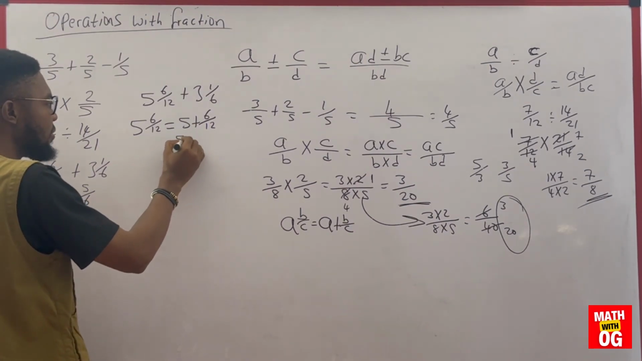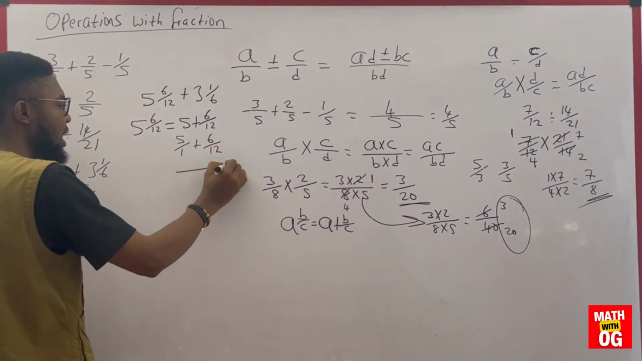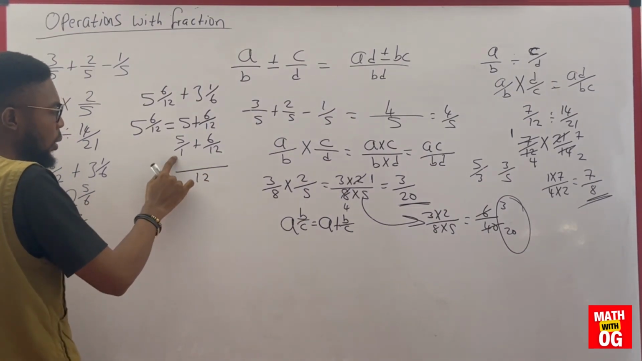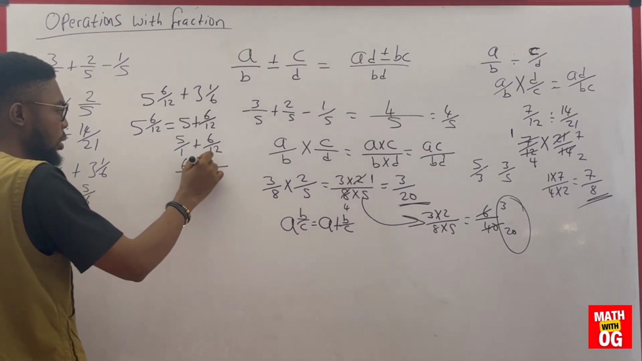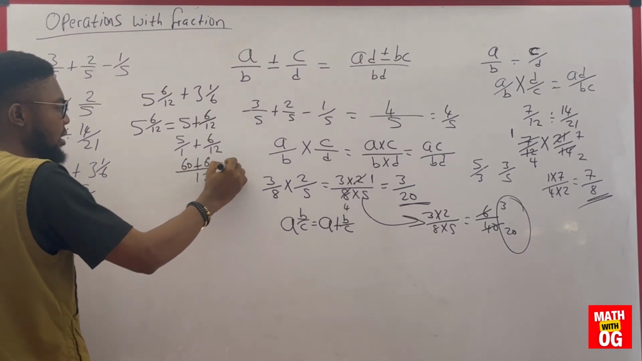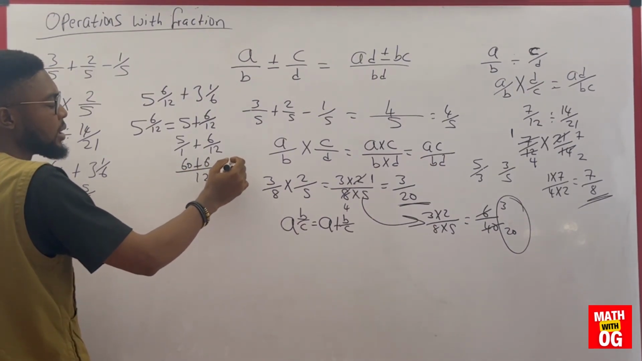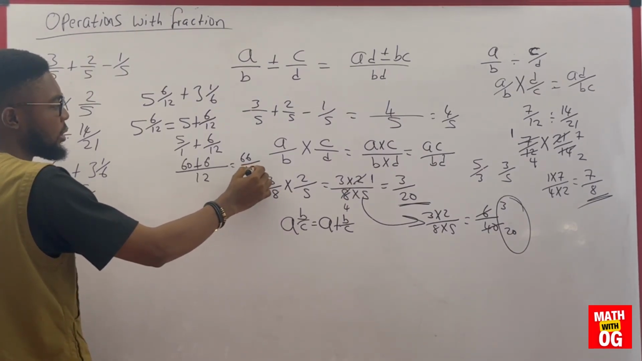5 is the same thing as 5 over 1, and this is the same thing as 6 over 12. The LCM here is 12. 1 into 12 is 12. 12 times 5 is 60. Plus 12 into 12 is 1. 1 times 6 is 6. 60 plus 6 is simply 66 all over 12.